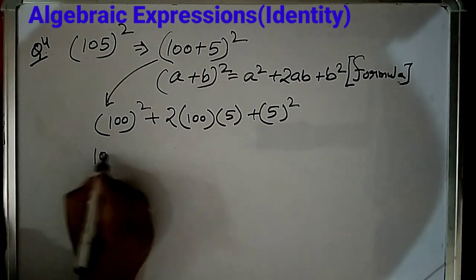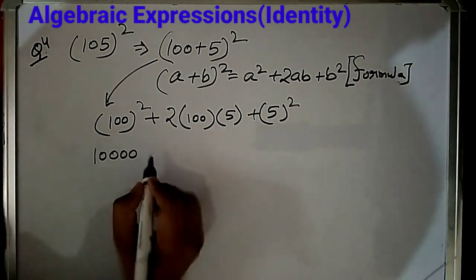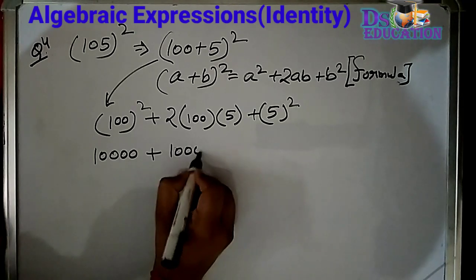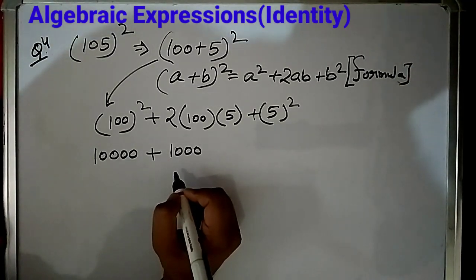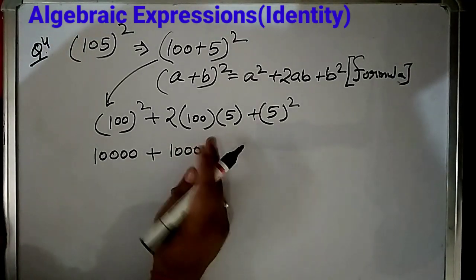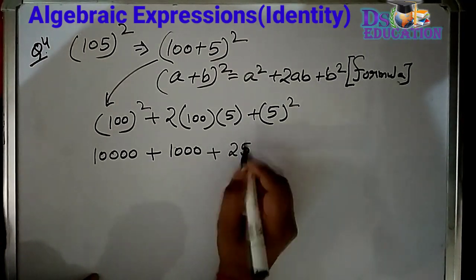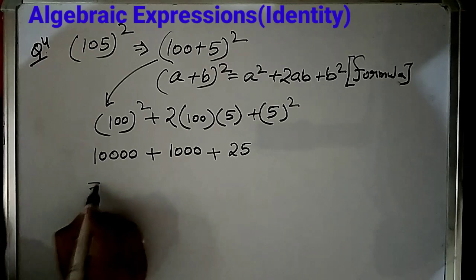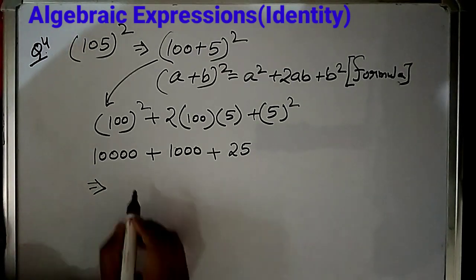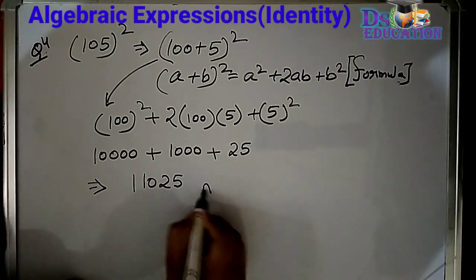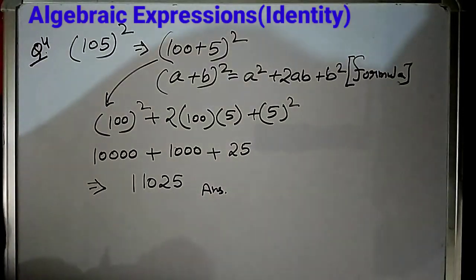Now it will become 10,000 plus how much will it become? 1000. This will become 1000, plus 25. The total will be, if you add it, 11025. This is your answer. Clear?